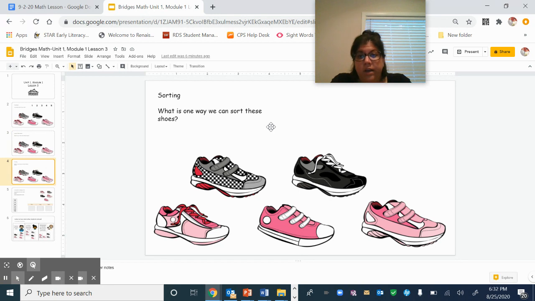All right, now we're going to go back to sorting. Okay, we are going to be grouping things together that are the same in the shoes. Okay, so I want you to think of a way that we can sort these shoes. What can we do to put them in groups that's the same about them? Okay, think about it for a moment. What's a way that we can sort these shoes together? Look all around the shoes and see some different things that you can move them around maybe in your mind that they can be grouped together.